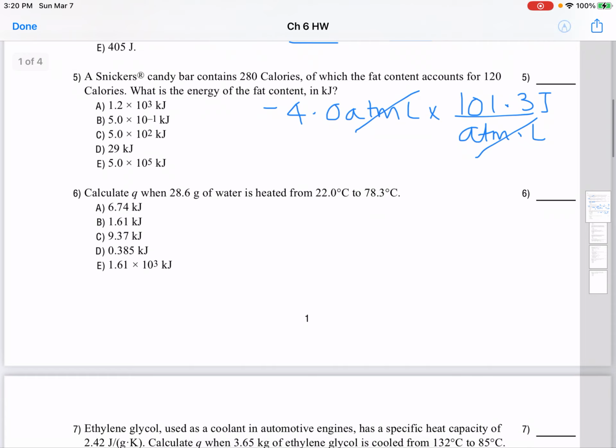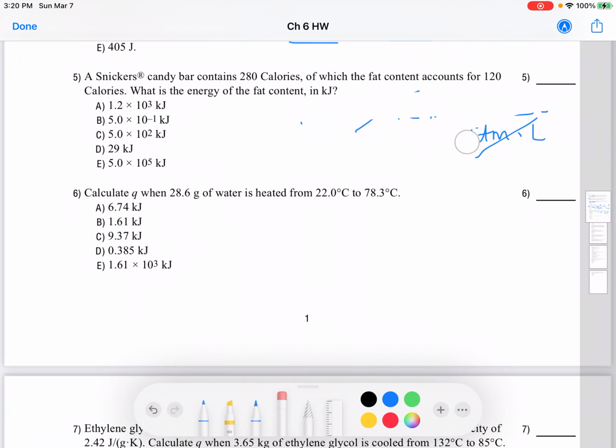And number 5. A Snickers candy bar contains 280 calories, of which the fat content accounts for 120 calories. What is the energy of the fat content in kilojoules? So we were given 120 calories. So this is how you're going to perform this calculation. We want to find out what is the energy of the fat content in kilojoules. So we are going to convert calories to kilojoules.